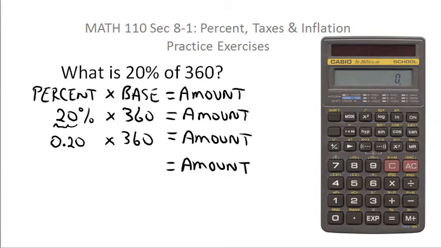So with your calculator, you will simply enter 0.2 or 0.20, really doesn't matter, times 360 equals. And when you do that, you will end up with, and this comes out exact, 72. So 72 is 20% of 360.